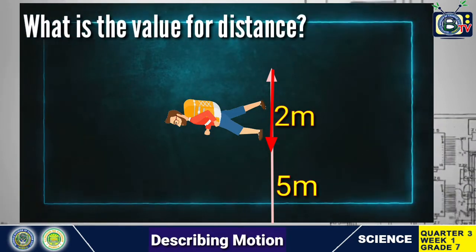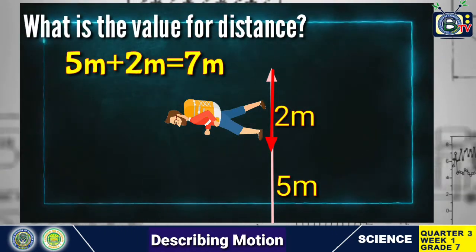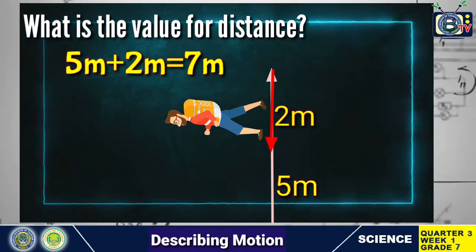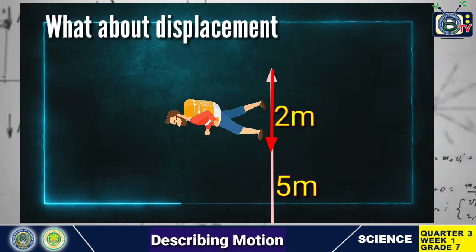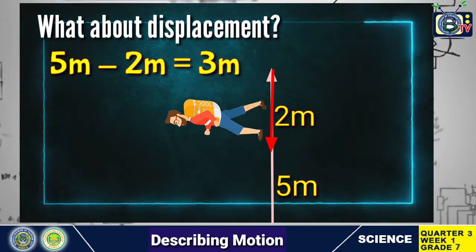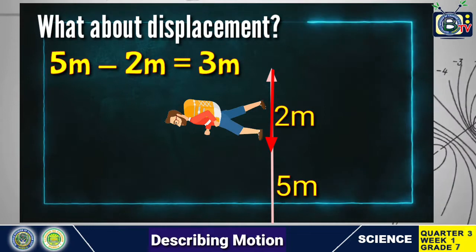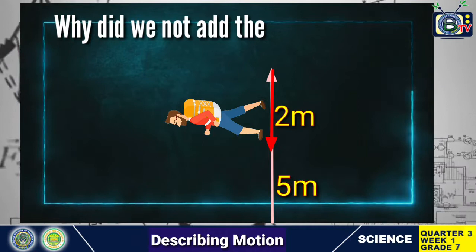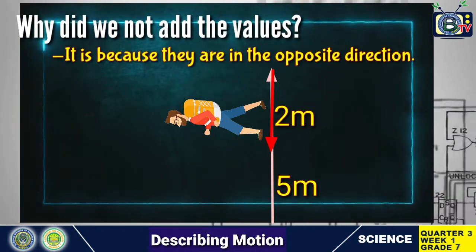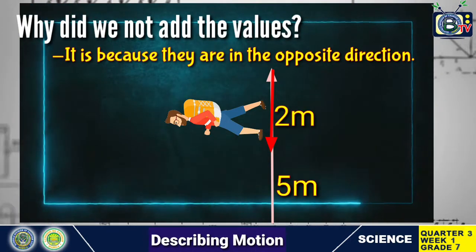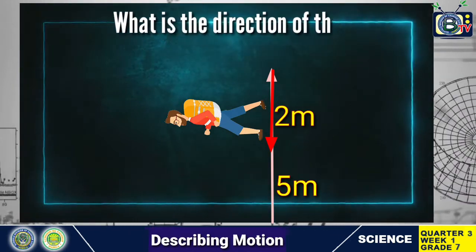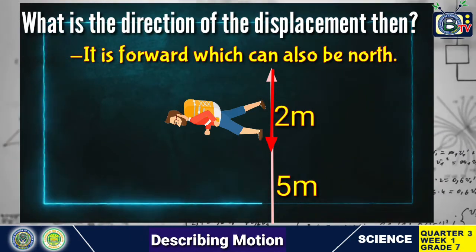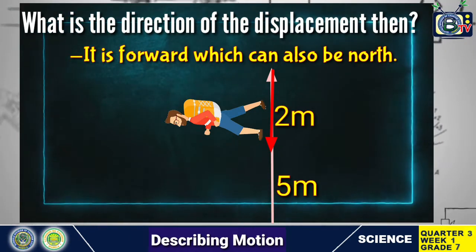What is the value for distance? Correct! 5 meters plus 2 meters equals 7 meters. What about displacement? Brilliant! 5 meters less 2 meters is equal to 3 meters. Why did we not add the values? Yes, it is because they are in the opposite direction. What is the direction of the displacement then? Exactly, it is forward, which can also be north.